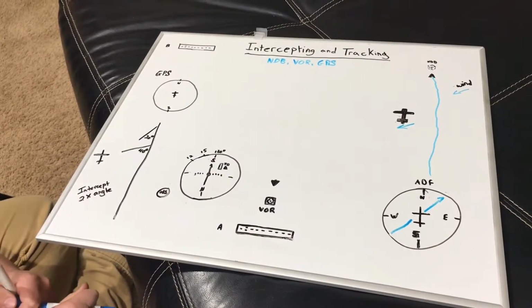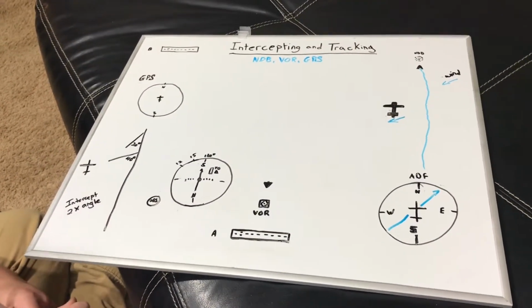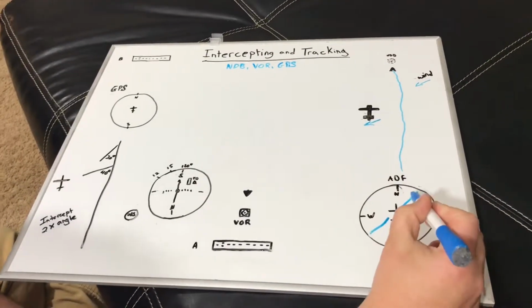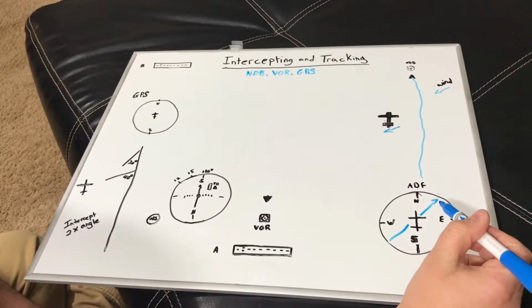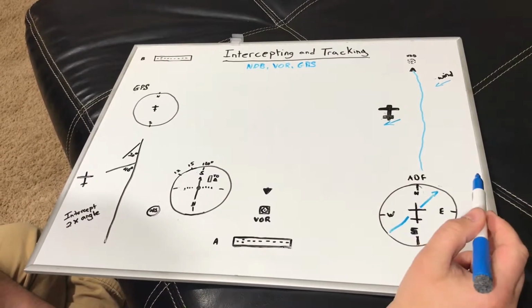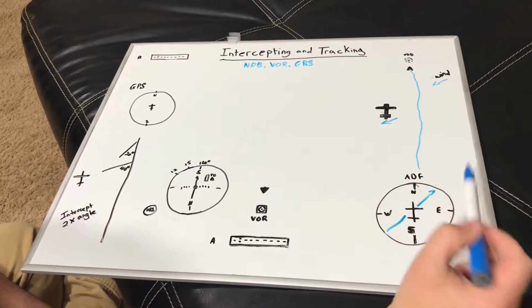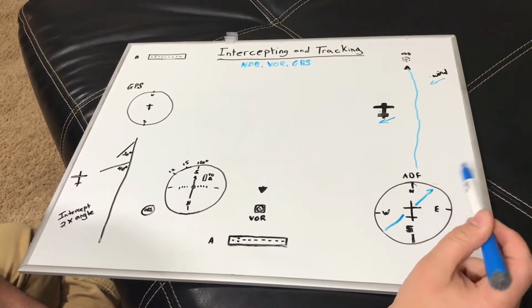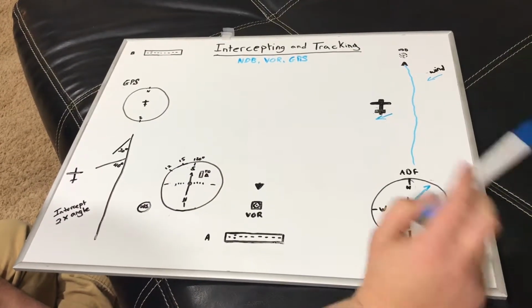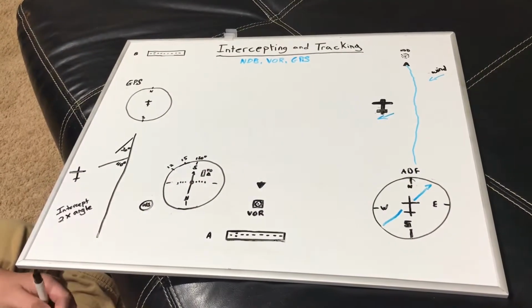To retrack that course, we're simply going to turn in the direction of our needle to re-intercept that course and get back on our north heading. If we hold that correction in, we're going to be able to crab into the wind and just continue tracking on our course.